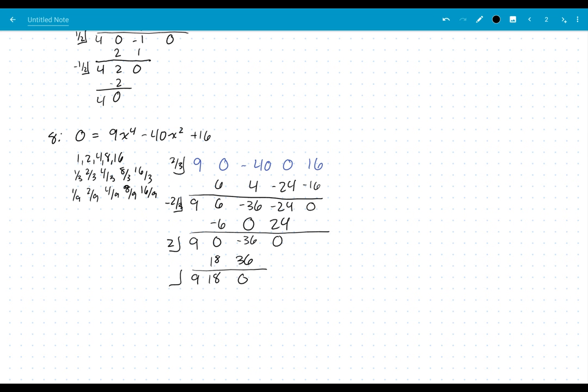And then finally, 18 is 2 times 9, so we want negative 2 times 9. 9 times negative 2 is negative 18, and we get 0.